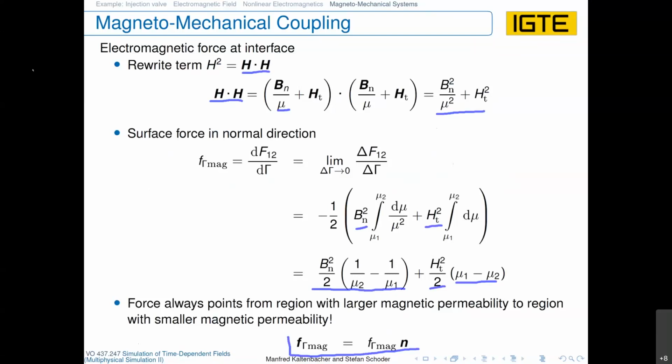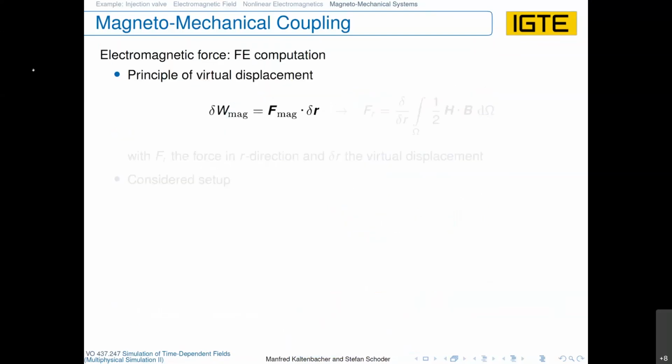A second approach, how you can compute the electromagnetic force, and here I mean the total electromagnetic force, so both the pole force as well as the Lorentz force, is by our standard principle, the principle of virtual displacement.